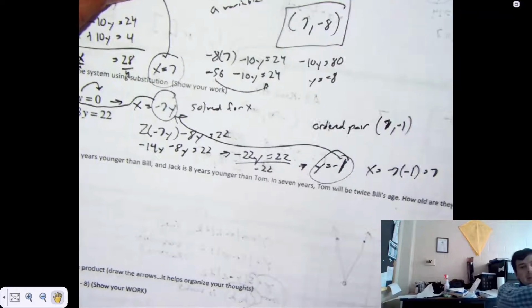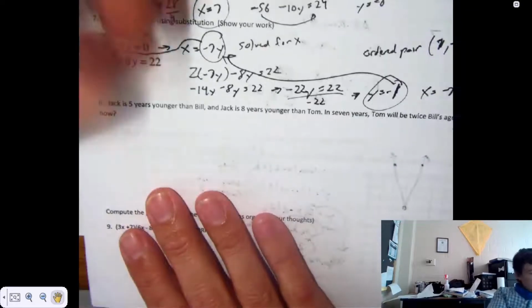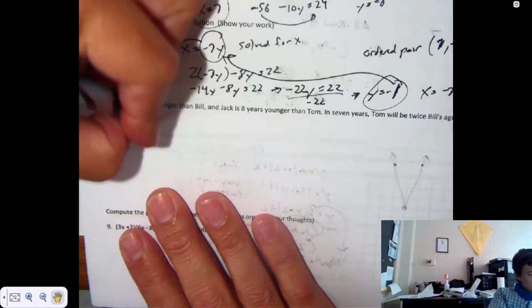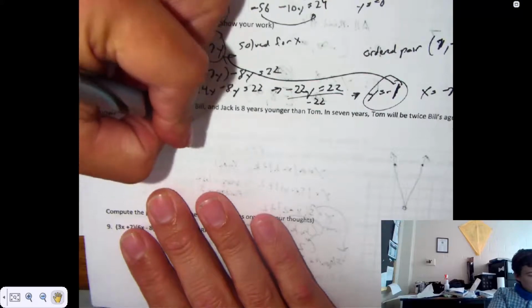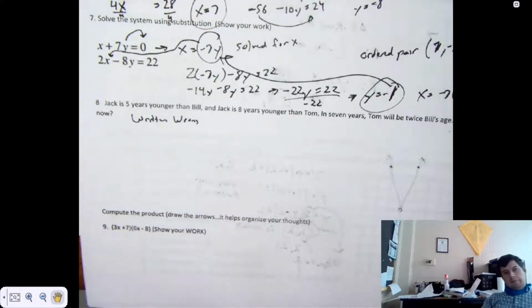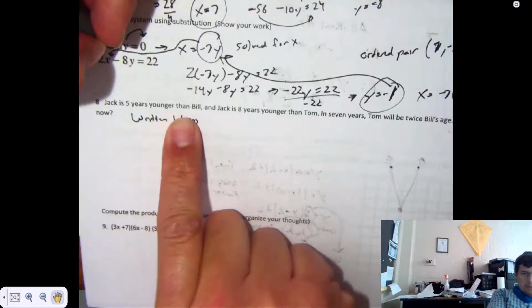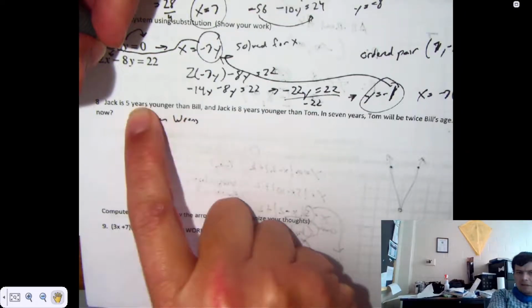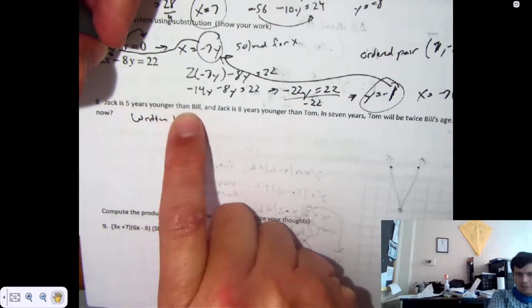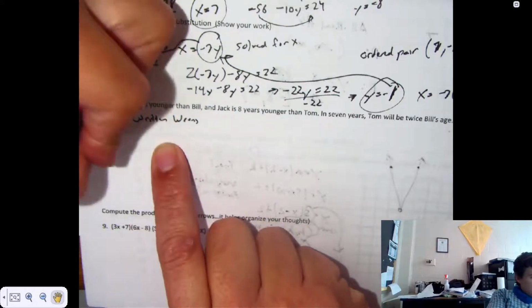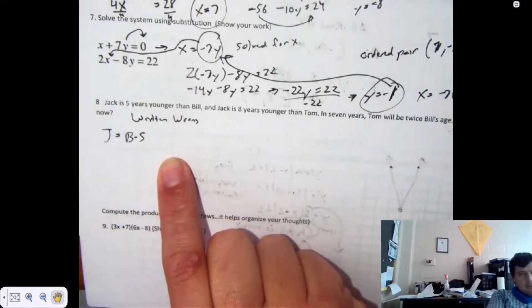And moving on, number 8. This one is written wrong. We're still going to do it though, because the algebra used on this is the same as the one tomorrow. Even though the answers we get don't make any sense, you got to know how to do this. So Jack is 5 years younger than Bill. So if Bill was 10, you'd take away 5 years from him to get Jack. You know that. So Jack is literally Bill minus 5.